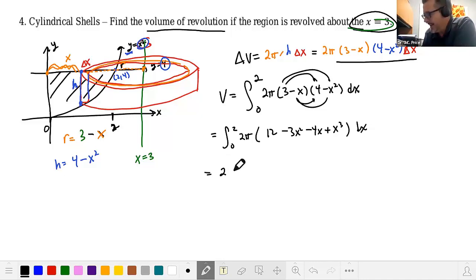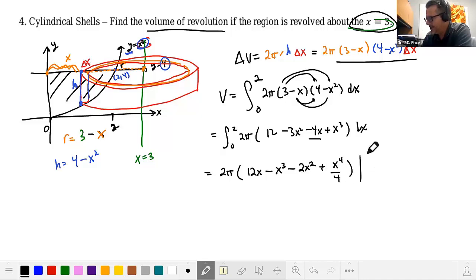So it'll just be 2 pi, and then we have a 12x minus, and then this next one, when you integrate, when you add one and divide, you just get x cubed. And then minus, when you integrate 4x, you get 2x squared. And this is really just a guess and check. So I'm just kind of guessing and then taking the derivative instead of adding and divide by, but you can add and divide by. But notice if that's your guess, you take the derivative, the 2 comes down, you get 4x, and then plus x to the 4th over 4. And we're evaluating this from 0 to 2.